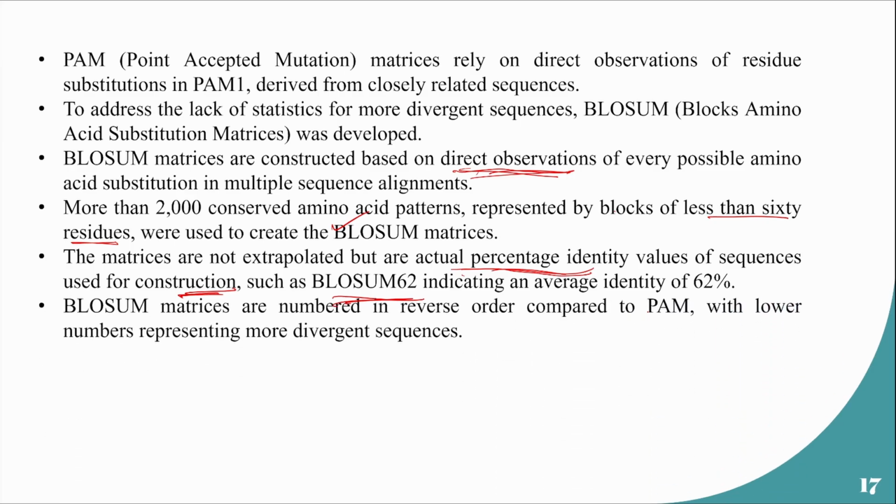As you might assume, the order of the numbers for the PAM matrices is opposite to the order in the BLOSUM matrix, so in reverse order. In the PAM matrix, the lower the PAM number is, the more we use it for closely related sequences; the higher the PAM number, the more divergent sequences we use it for. In the BLOSUM matrix, the higher the number is, the more we can use it for closely related sequences. The lower the number is, the more it is for divergent sequences.